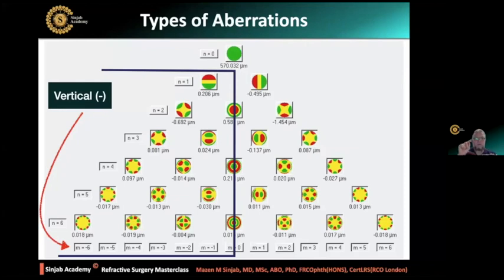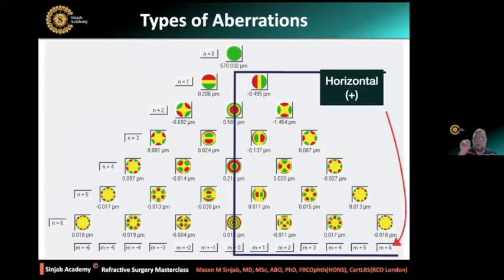We have to know that this pyramid has two sets of numbers. The first one is N, on the left side, and M, which is on the bottom. Whenever you see M in minus, it describes vertical aberrations. And whenever you see M in plus, it is considered as horizontal aberrations.